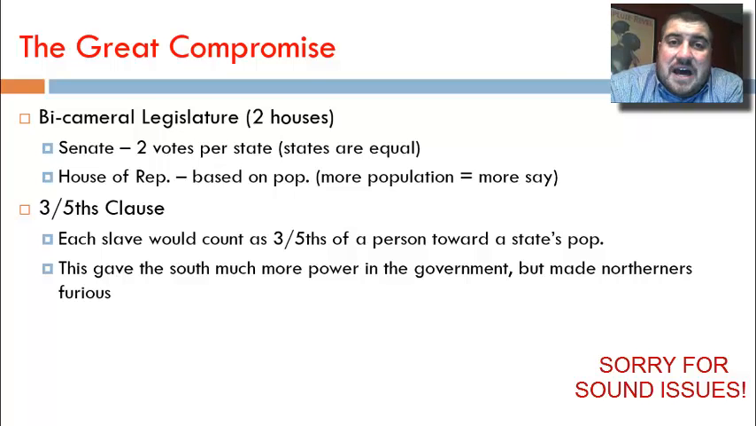Now, the people in the South want their slaves to count as population because that would give them more say in the government. But the people in the North are saying that you don't treat them as citizens. Why should they be counted as citizens?